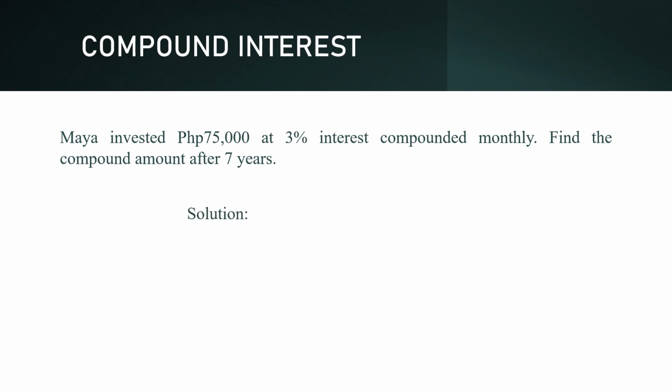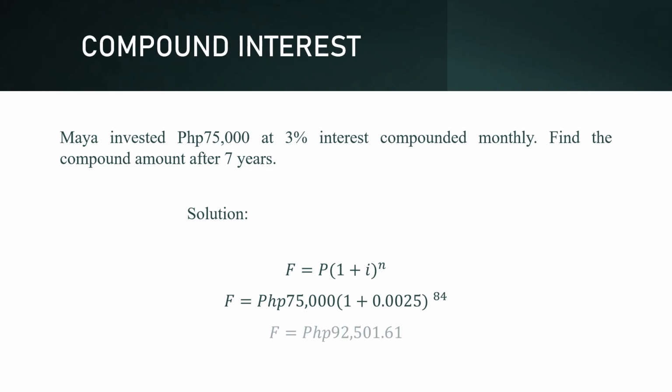Solving, we'll use the formula for the final amount of the compound interest. F is equal to P times the sum of 1 and I raised to N. Substituting the values we attained from observing the problem and through calculating it, we'll have an answer of 92,501.61 pesos as our final amount after 7 years.